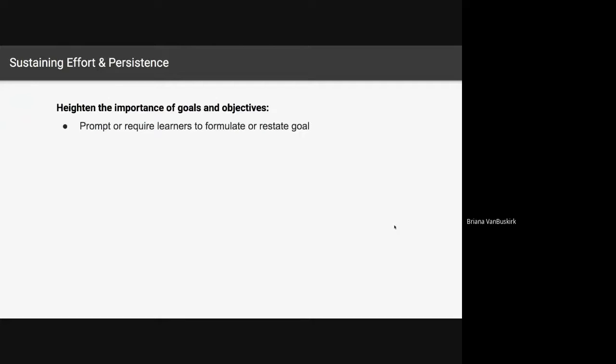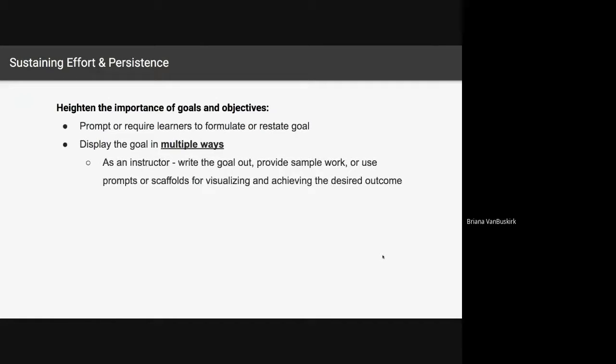You want a way to heighten the importance of these, which is to explicitly ask them to restate the goal, so that it's clear, so that you know that they understand what the goal is. You want to display the goal in multiple ways. So you want to write it out next to the assignment description. You want to provide sample work, a couple options. You can use prompts or scaffolds for visualizing and achieving the outcome.